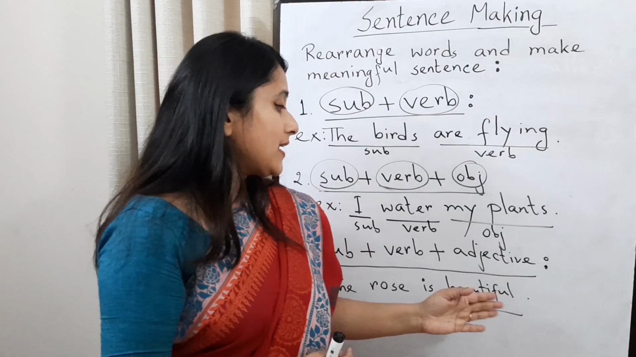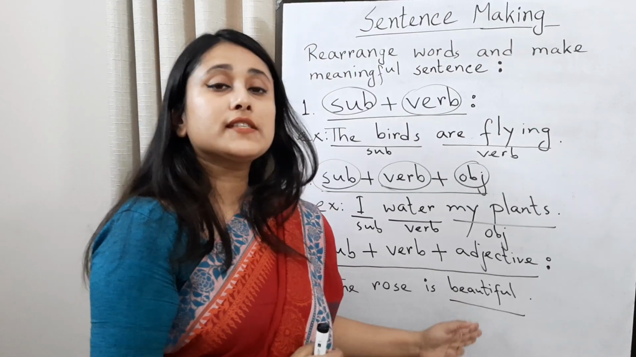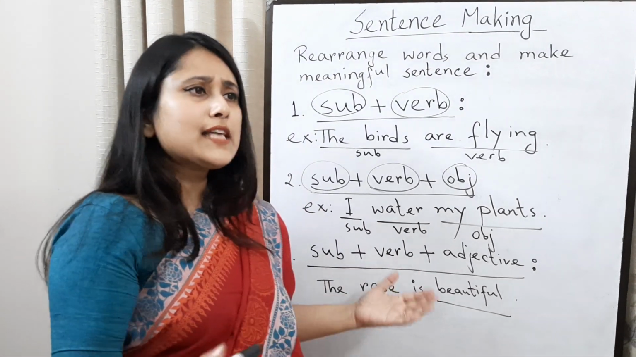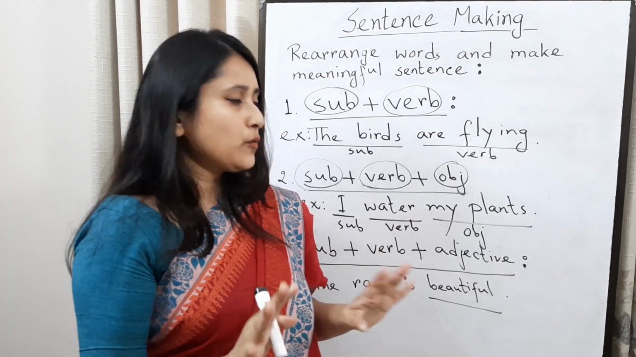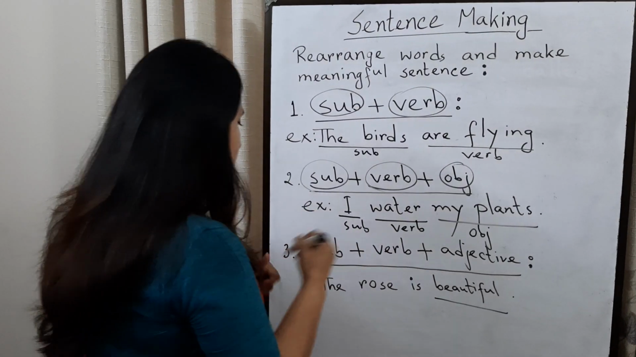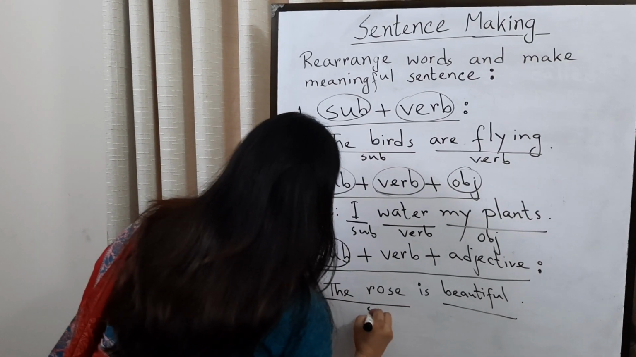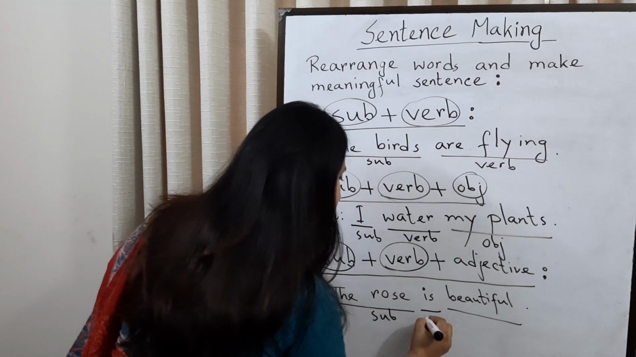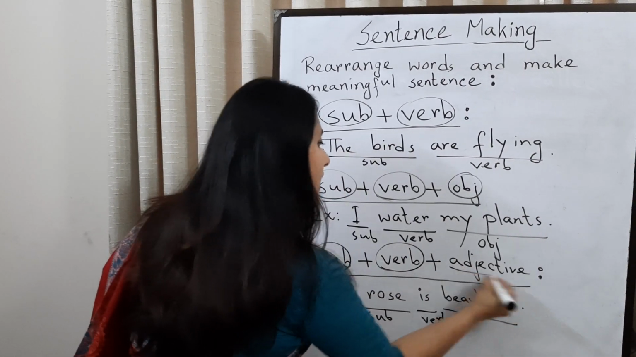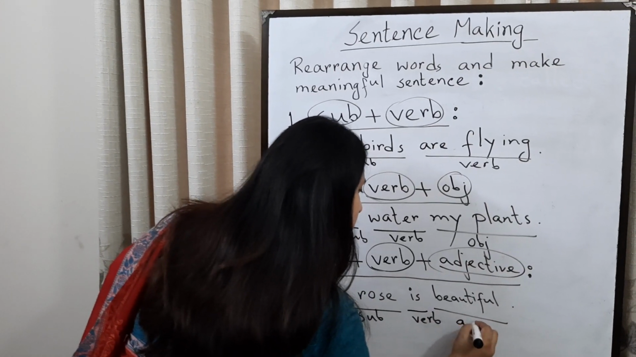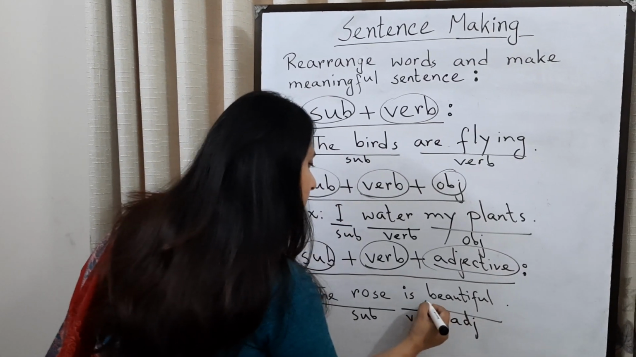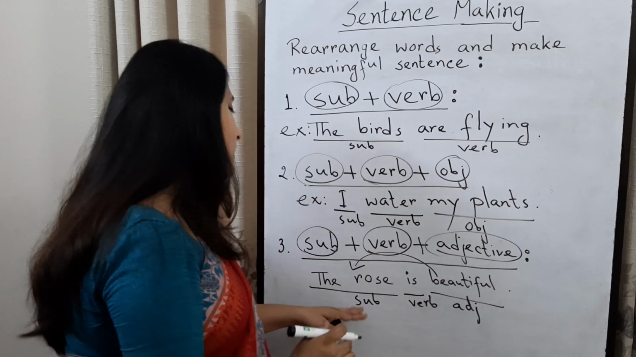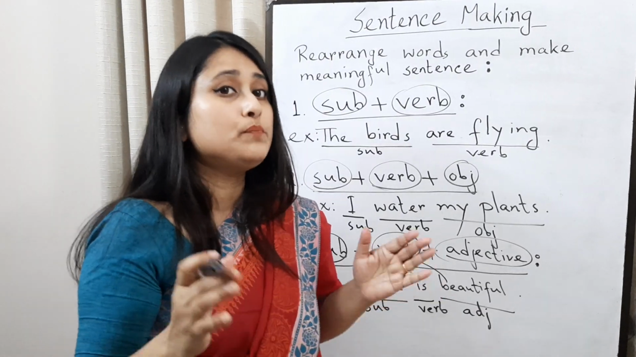Let me tell what an adjective is. An adjective is a describing word. It tells something about the subject. And the subject can be a noun or a pronoun, no matter. Here the subject is the rose. Is is the verb here, and the adjective is beautiful here. This adjective tells something about the subject, that is, the rose is beautiful.